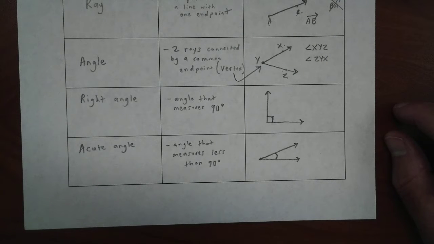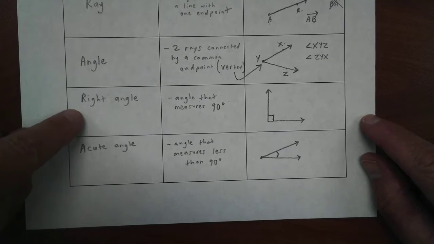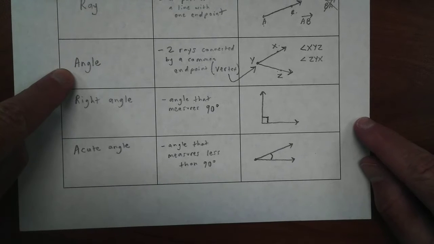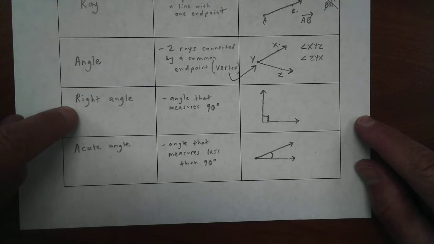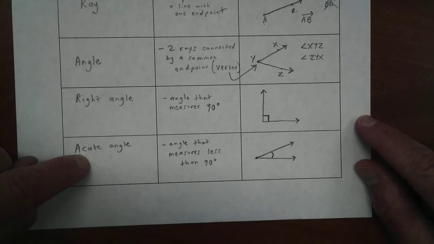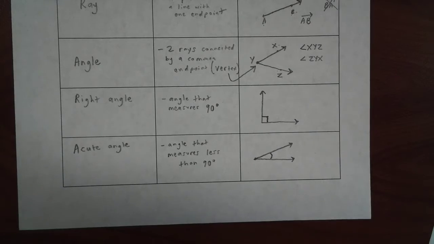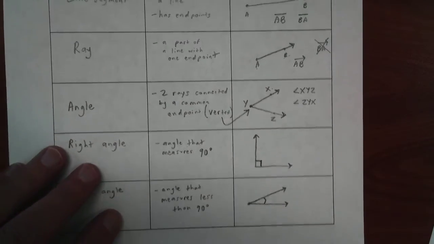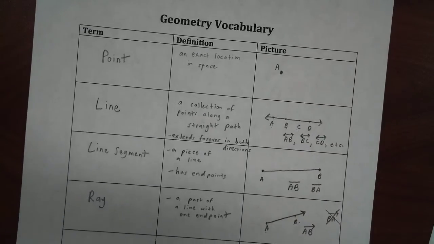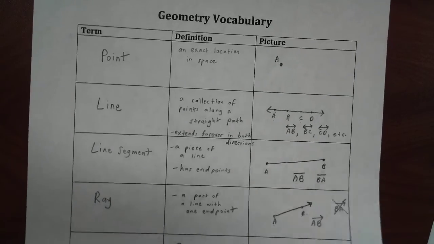Okay, so we started talking about different types of angles. We have just what an angle is. We talked about a right angle, which measures exactly 90 degrees, and an acute angle, which measures less than 90. Let's talk about some different types of angles. So we've run out of room here on our vocab page. We need another.